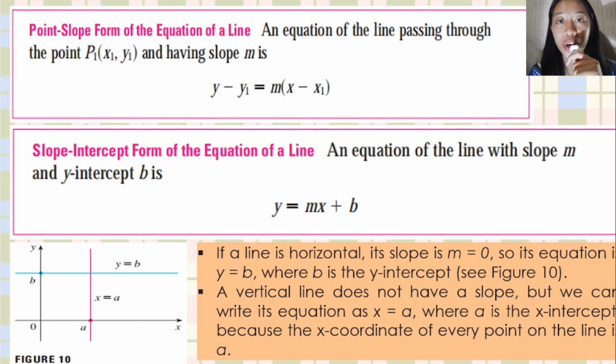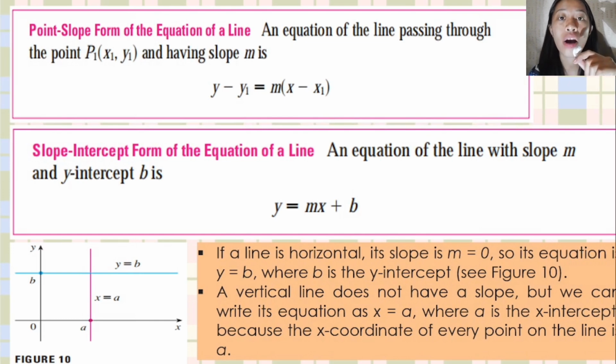Now, here's another widely used form, the slope-intercept form of the equation of a line. An equation of a line with slope m and y-intercept b is y equals m multiplied by x plus b. So in this equation, m is the slope and b is the y-intercept. The y-intercept is where the line crosses the y-axis.